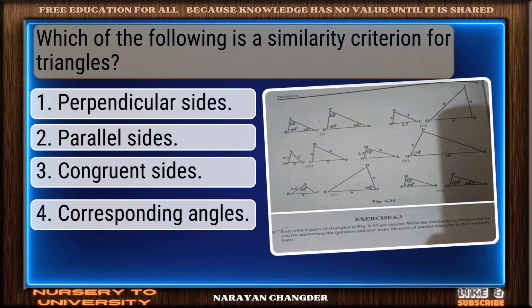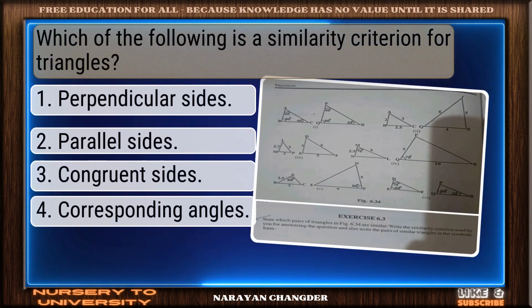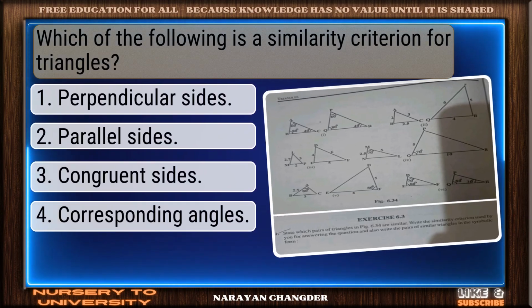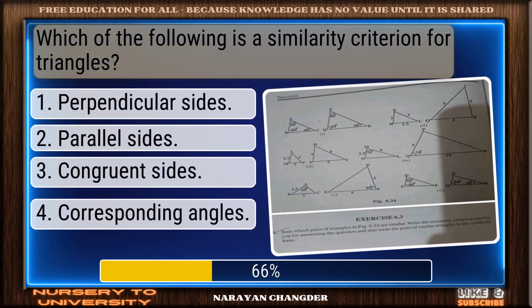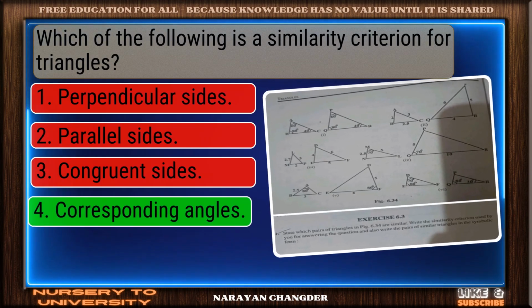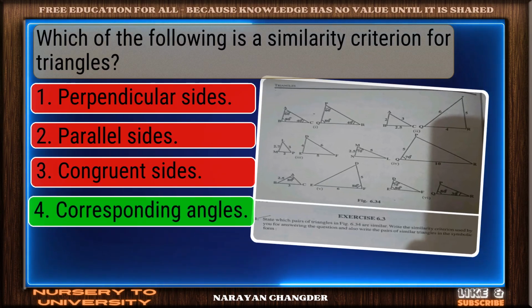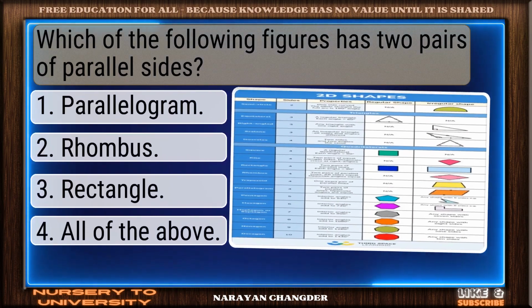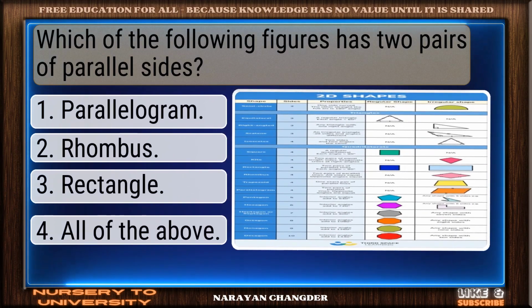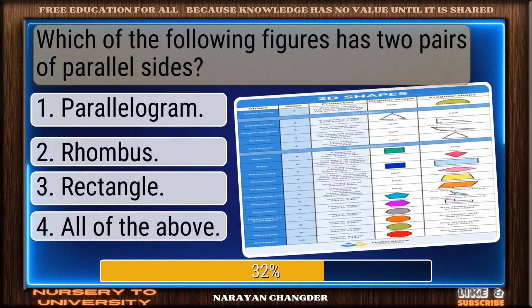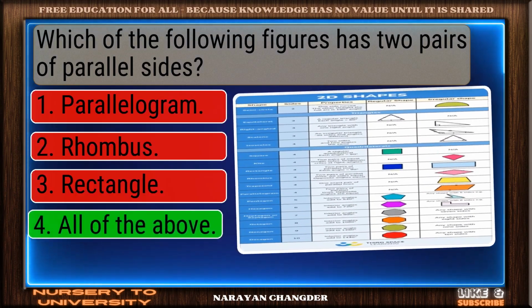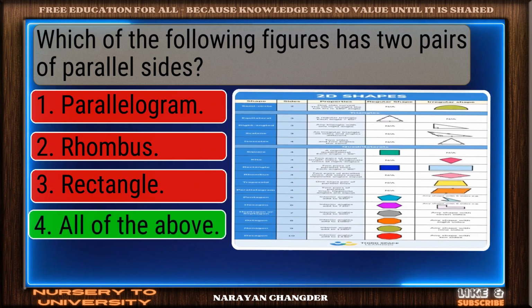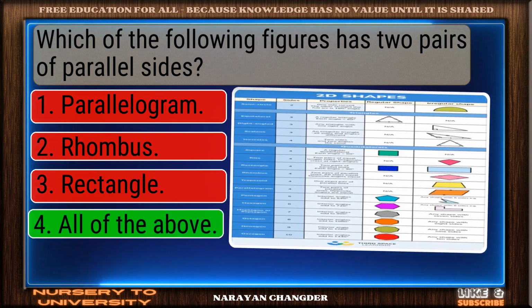Question number 13. Which of the following is a similarity criterion for triangles? Perfect. Corresponding angles is the correct choice. Question number 14. Which of the following figures has 2 pairs of parallel sides? Good job. Your answer, all of the above, works well here.